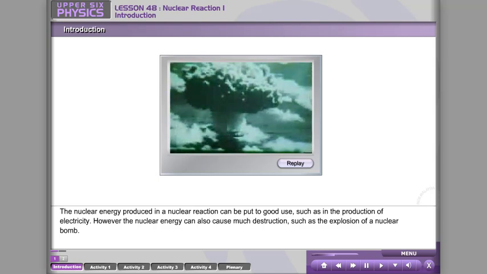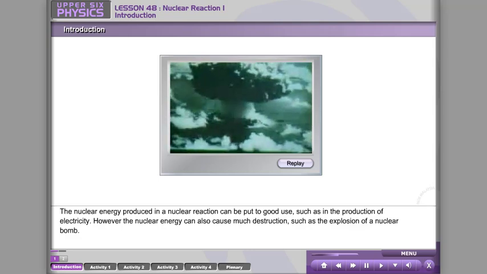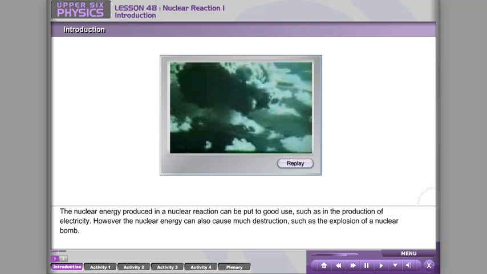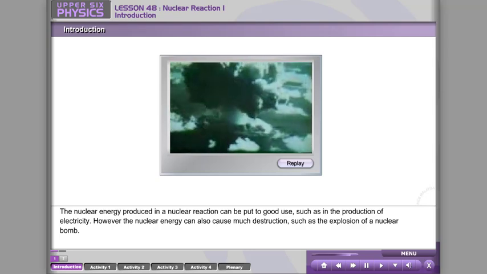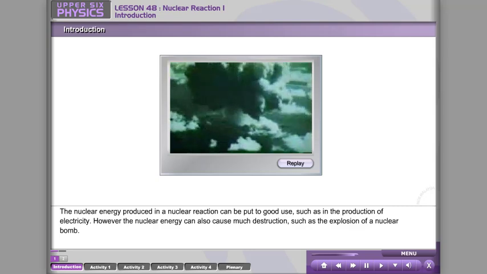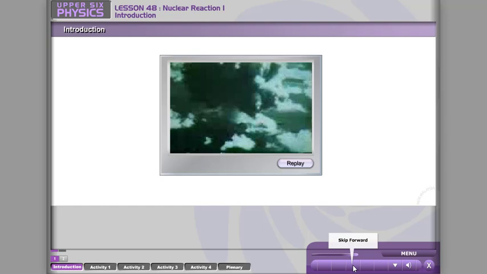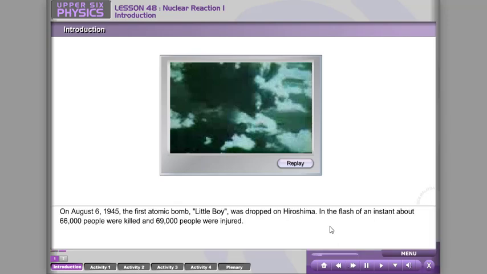The nuclear energy produced in the nuclear reaction can be put to good use, such as in the production of electricity. However, the nuclear energy can also cause much destruction, such as the explosion of a nuclear bomb. On August 6, 1945, the first atomic bomb, Little Boy, was dropped on Hiroshima. In the flash of an instant, about 66,000 people were killed and 69,000 people were injured.